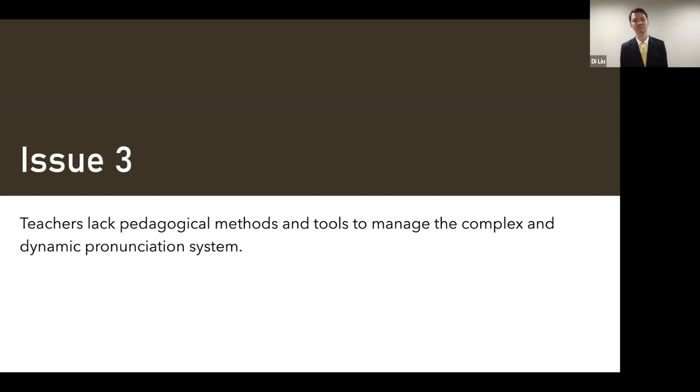So what do we do? What do we do as teachers? How can we manage the level of difficulty inherent to the pronunciation system? How do we do that? So our third issue is, teachers lack pedagogical methods, approaches, and tools that can manage the complex and dynamic pronunciation system.